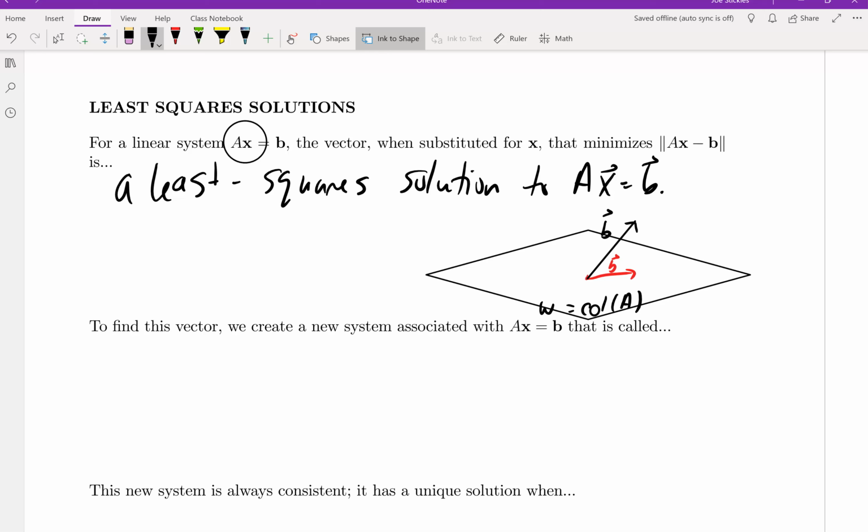I have no idea. Oh, it's doing ink to shape. Let's turn that off. That's annoying.